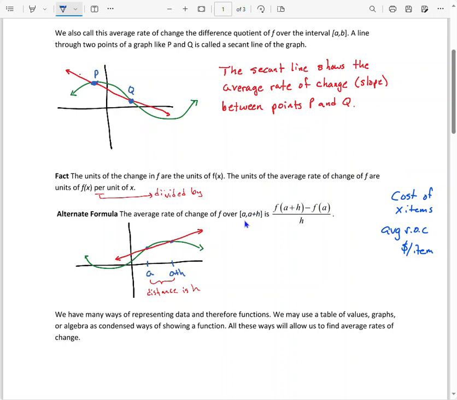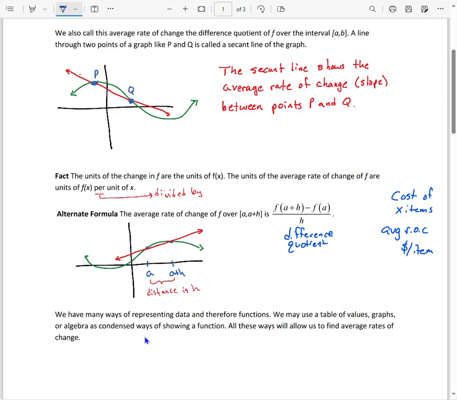Now we do have this alternate formula. This is really the difference quotient. This is what most mathematicians will refer to when they're talking about the difference quotient. Average rate of change of f over a to a plus h is f of a plus h minus f of a over h. And that denominator of h, we just take a plus h and we subtract a. So the distance is h.